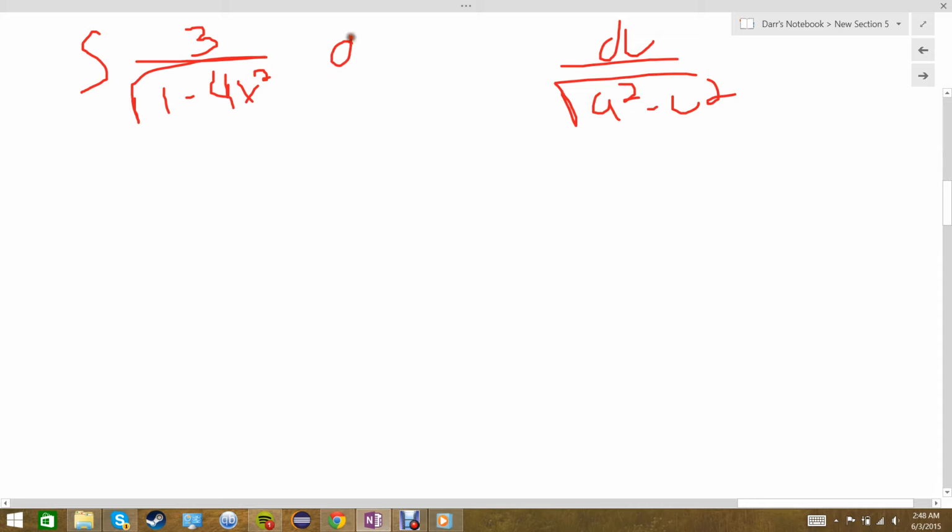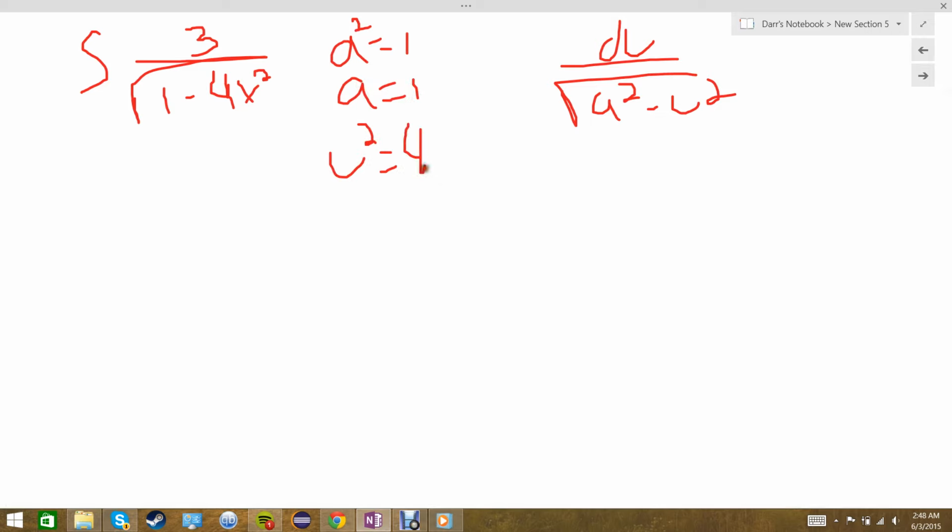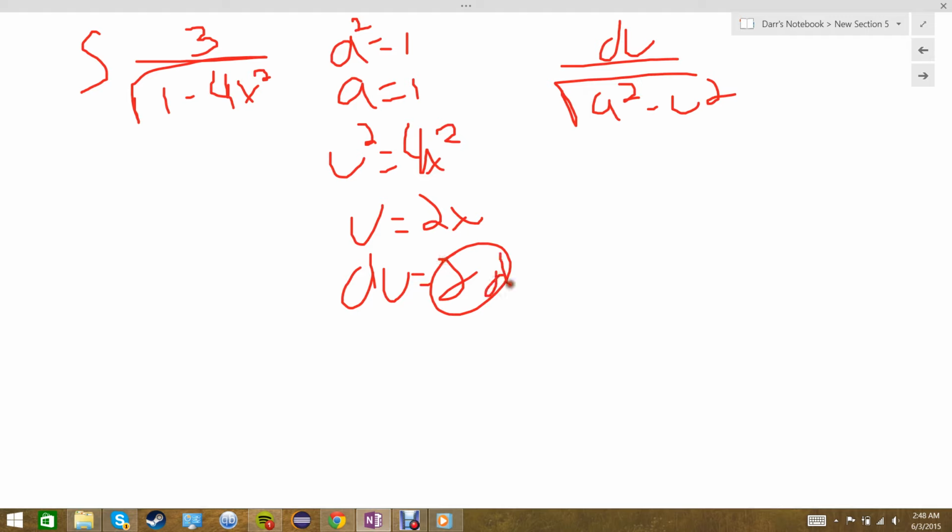So a squared equals 1, so a is 1. U squared equals 4x squared, so u is 2x. And du is 2 dx. So because we have to divide by 2, we have to take this 3 out of here, because it's going to be 1 on top.